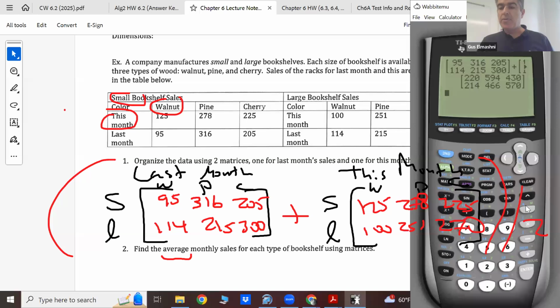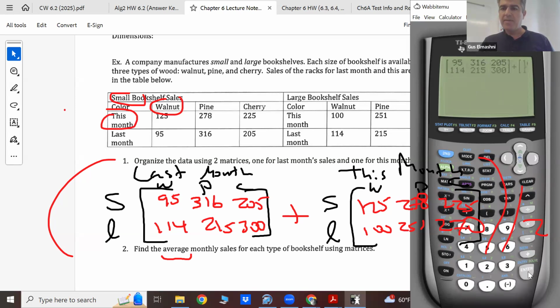So if I divide by 2. Oh, okay, that's interesting. I didn't like that. So here's what I'm going to do. Let me grab that matrix. Or let me do this. Let me add it again. Look, why is it doing that now? Oh, that's why.